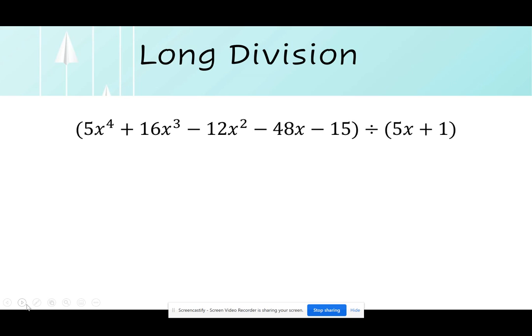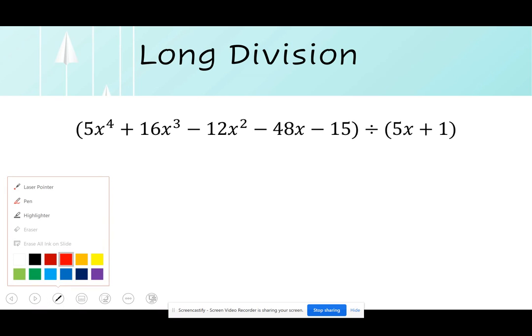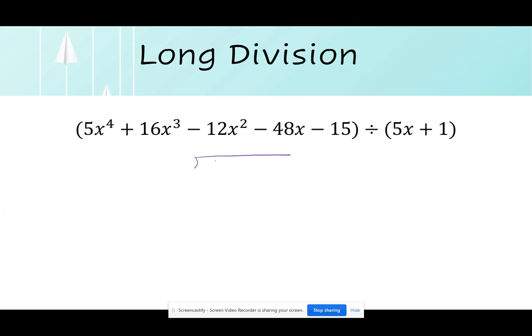So let's look at an even longer one. I'll try to write smaller so I can fit it all on the page. We have 5x to the 4th plus 16x cubed minus 12x squared minus 48x minus 15. And our 5x plus 1 goes on the outside. So, again, your first step, divide your first term, 5x to the 4th, divided by 5x. If you need to do it off to the side, you can. Your 5's cancel out, and we're left with x cubed. So I'm going to write it up top here.